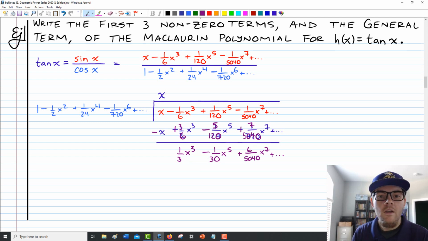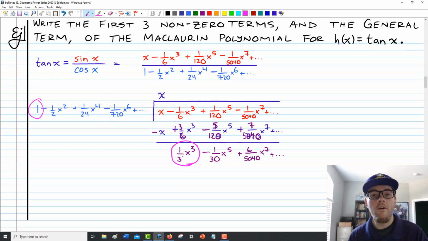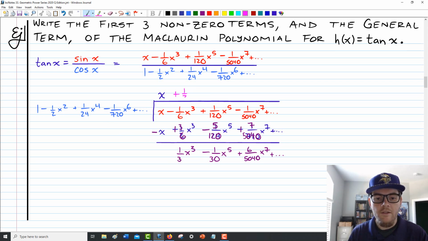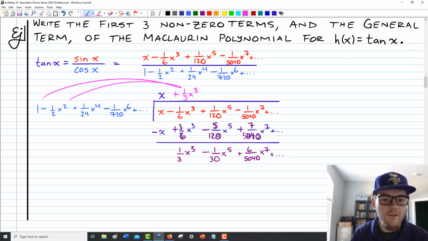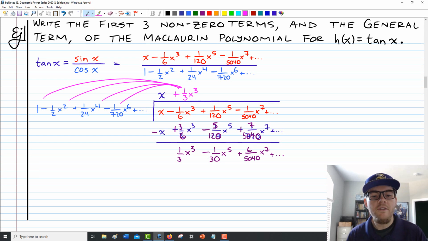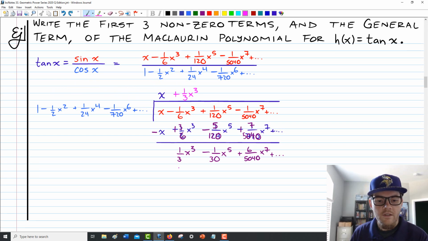Okay, now that we've done that, we get to move to our second step. And I'll change the color as we go here. I'll go to pink. So next we need to look at this. The question becomes, what do you multiply 1 by to get 1/3 x cubed? And the answer is, of course, you multiply by 1/3 x cubed. Having that 1 there is really helpful. Once that's in, just like before, we're going to distribute that expression into all of the parts that we have. So that's going to give us 1/3 x cubed.